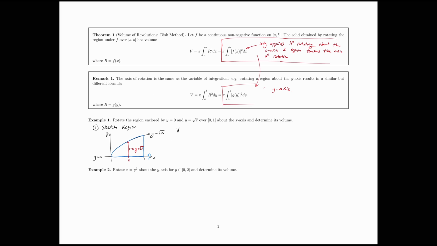So now we know that the volume is pi times the integral from start to finish, so 0 to 1, of our radius squared, dx. So our radius is the square root of x. So we have the integral of x dx, which, when we integrate this, we should get pi over 2 for our final answer.